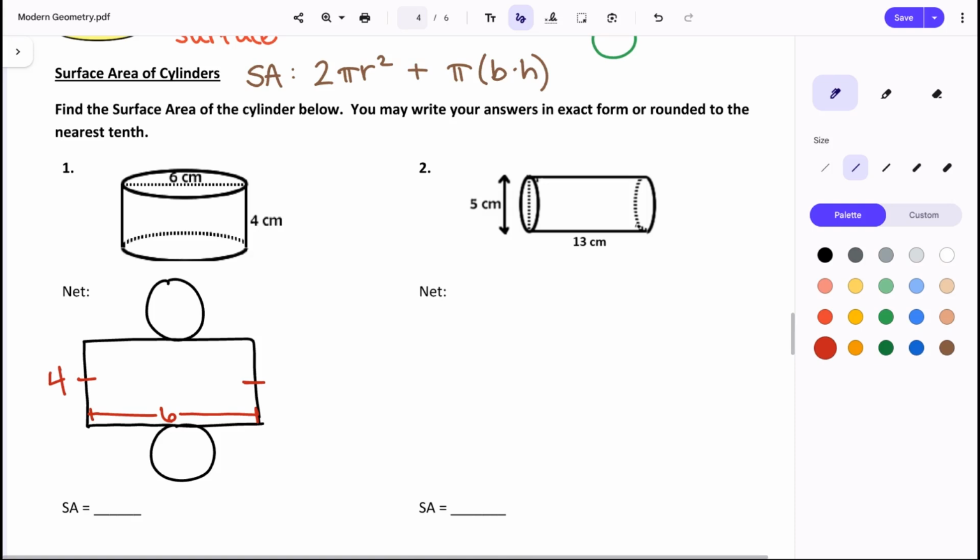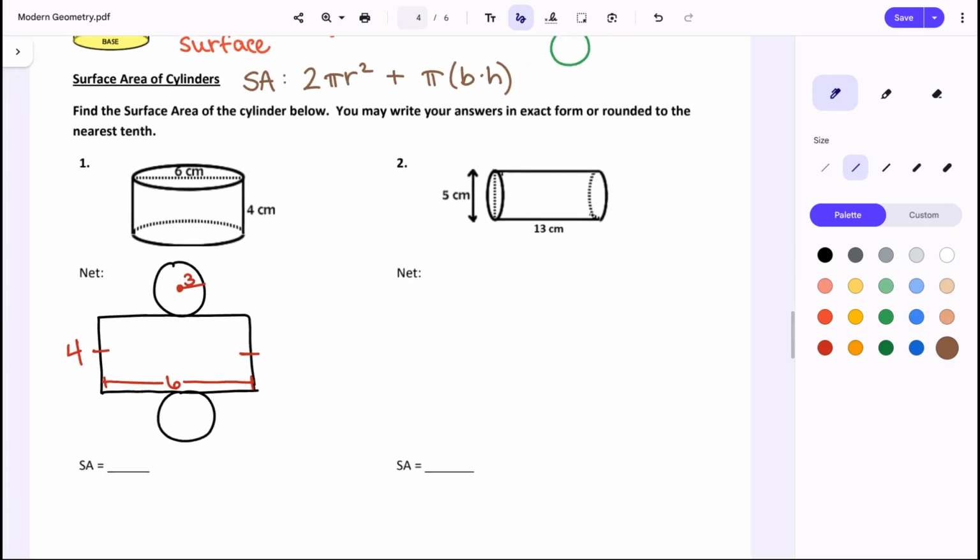But now for my circle, I don't want diameter because my formula for a circle did not say pi times diameter squared. It said pi times radius squared. What would be the radius? 3, because you just have to take half of 6. Okay, so my radius is 3 here. So now I should be able to plug this into my formula that I gave you up above.